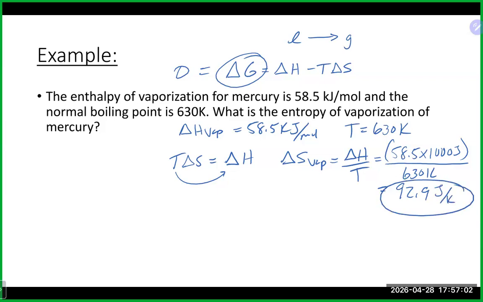Again, this is a positive value. Obviously, if you did not convert it, you would get 0.092-ish kilojoules. This is a positive value, which we would expect here. The entropy should be increasing as we go into the gas phase. As we talked about in the previous slide, if we were doing condensation, going from gas back to liquid, the only difference here is our delta H would be negative, and that would give us a negative value for our delta S. Any questions on that there?